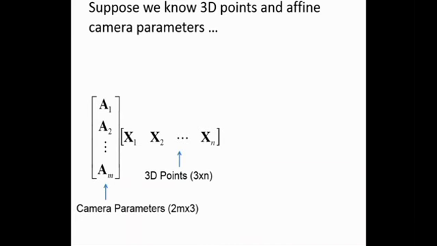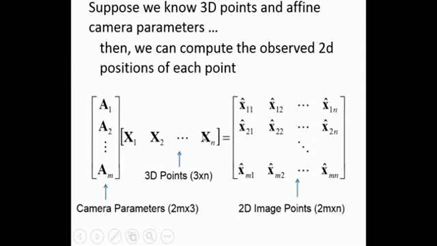So let's say I knew the 3D points and I knew the affine parameters, so if I knew A and I knew X, where A is a 2m by 3 matrix, since I have m cameras and n points, so this is 2m by n and this is 3 by n, then I could easily compute the 2D points, right? If I know the camera poses and I know the 3D points, it's easy to compute the 2D points. But unfortunately, we're trying to go the other way around, right?